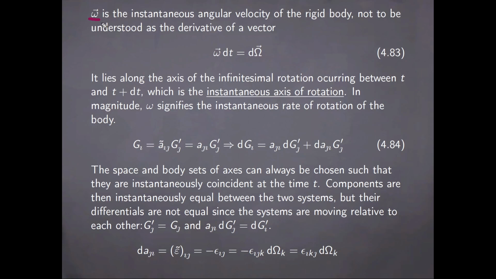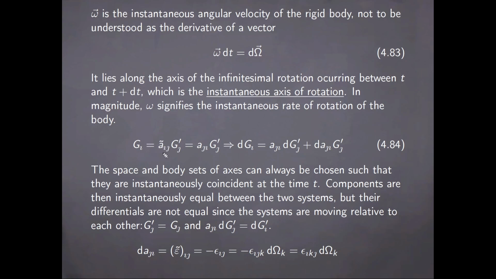So this vector omega lies along the axis of the infinitesimal rotation occurring between the moments t and t plus dt, and this is the instantaneous axis of rotation. In magnitude, omega signifies the instantaneous rate of rotation of the body. Now, if we have the original components of the vector g index I, and we want to express them in terms of the components of the rotated vector, we need to apply the transpose of an orthogonal transformation, right?